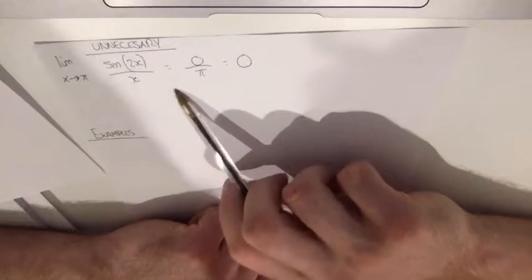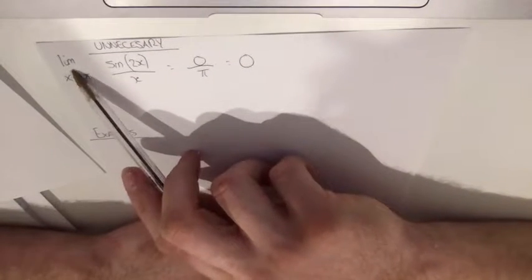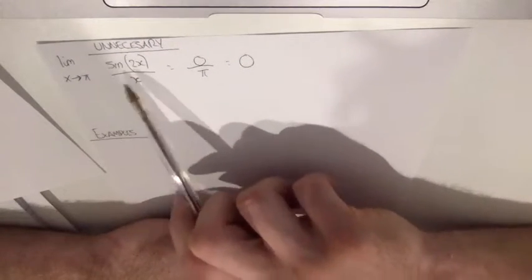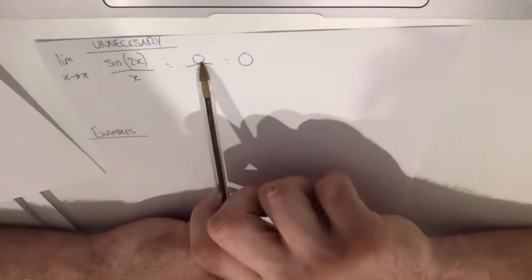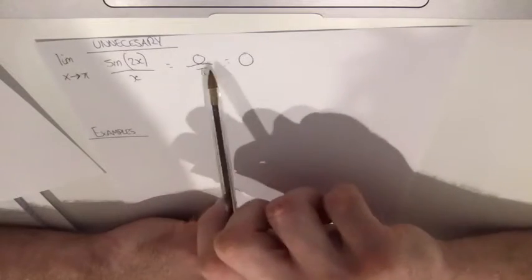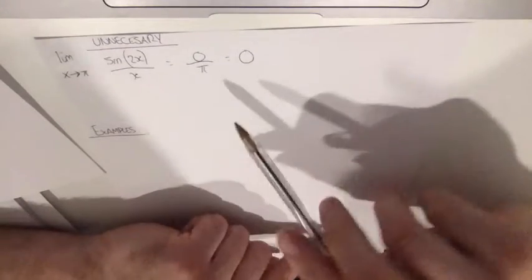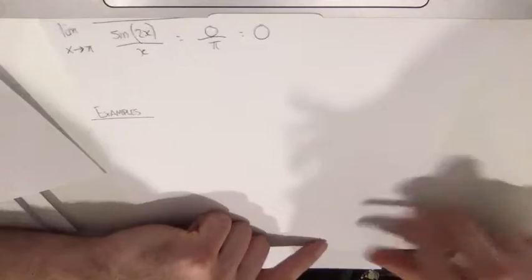One example of where we wouldn't need to use L'Hopital's rule would be something like this, where we can already derive our limit. Here I've made the limit as x approaches pi of sine 2x over x. Obviously sine 2x equals 0 at x equals pi, so the answer is going to be 0. So we wouldn't apply L'Hopital's rule for something like that.